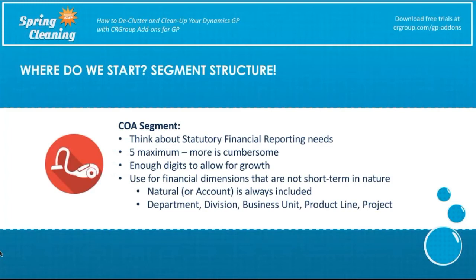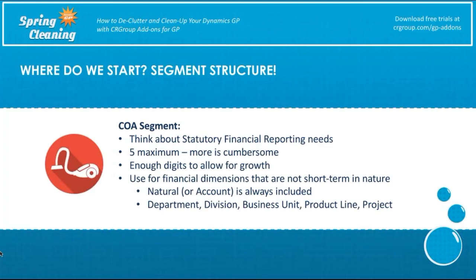Enough digits in each segment to allow for growth. So if we have 10 departments and we have a department segment, we don't need 5 digits in that segment. We probably need 2 so that we can expand from 10 departments to 99. Okay, we think like that. Use financial dimensions for things that are short-term in nature. So the key here is what should be in the COA segments is the stuff that's not going to change, the stuff that's going to stick over the years to come.